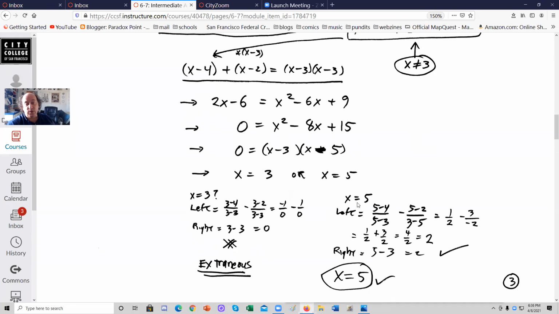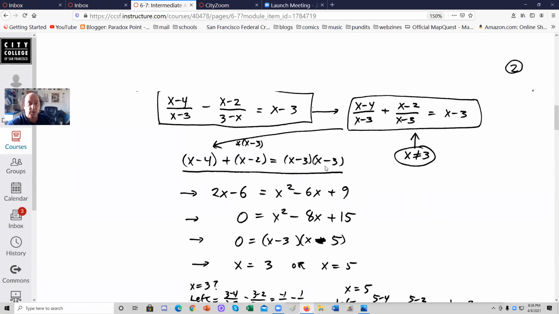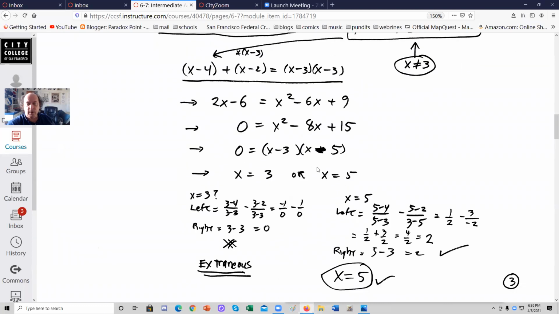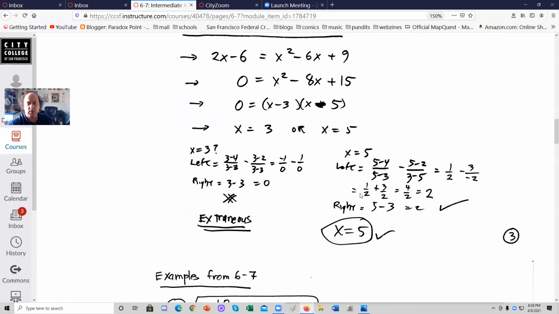We try x = 5, though. I remember in the original equation, (5 − 4)/(5 − 3) − (5 − 2)/(3 − 5). That equals 1/2 minus 3/(−2), which comes out to 2. And on the right, x − 3, this 5 − 3 is 2. These check out, so it works. So there's one non-extraneous root, x = 5.